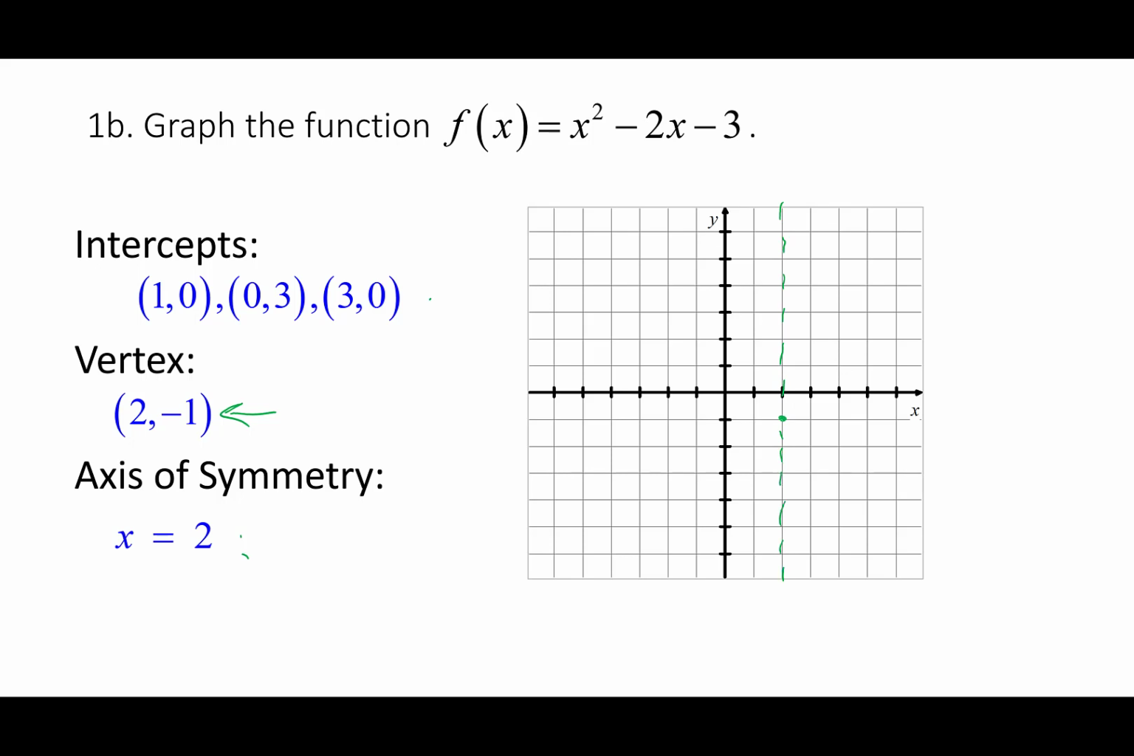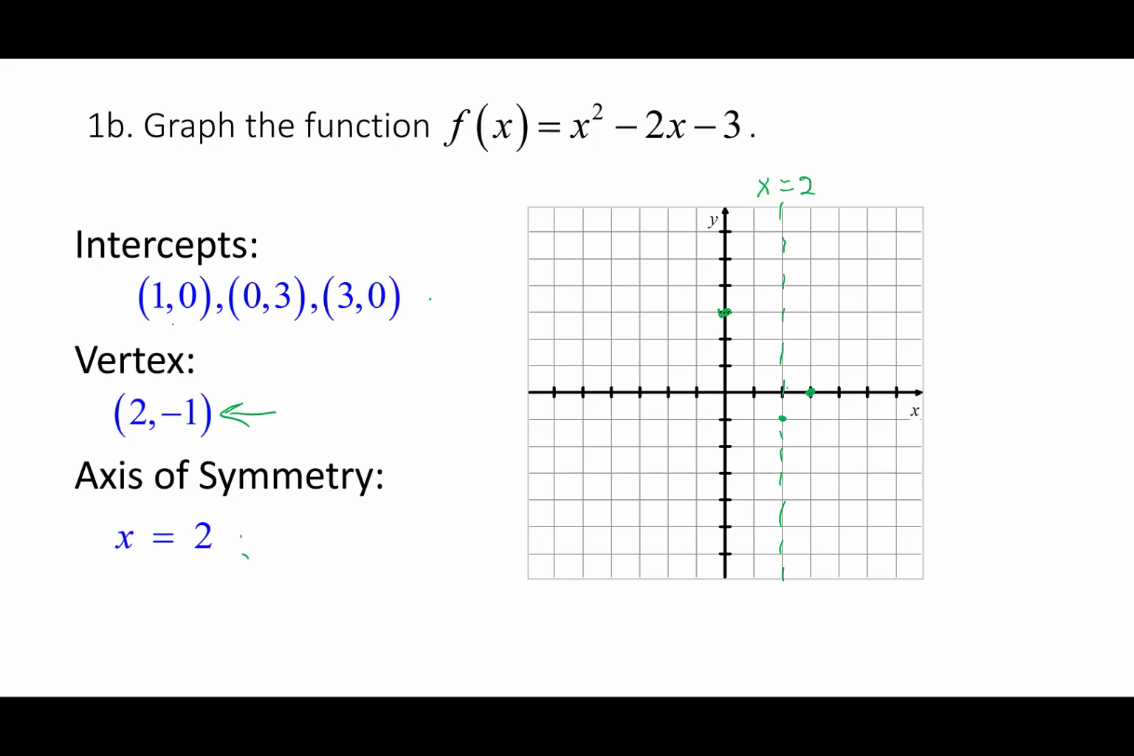Okay, so this is the line x equals 2. Usually we use a dashed line here because it isn't really part of the graph, but it's an important aspect about the graph. And then we'll throw the intercepts on here, (1, 0), (0, 3), and (3, 0).